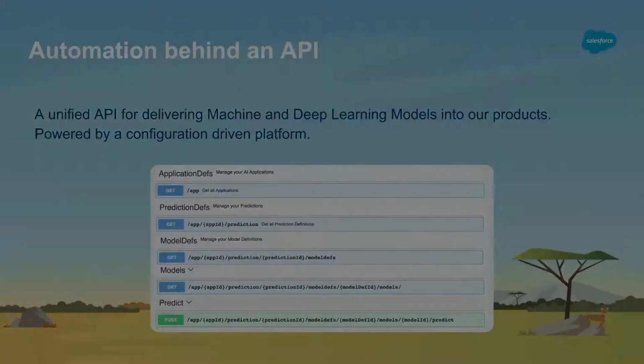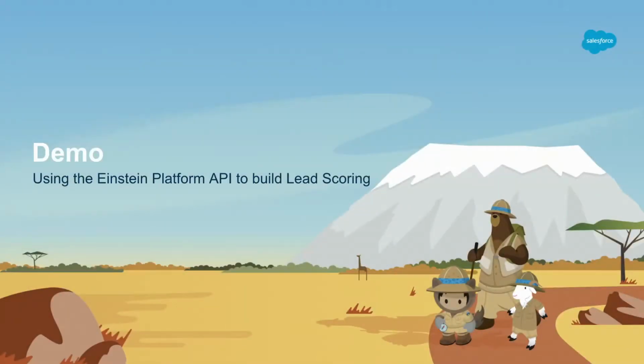I'm going to go ahead and do a quick demo. I'm going to use Postman. We have a GA product called lead scoring, so I'll show you in a demo way how we built lead scoring using this automation and API. I'm going to do it from a video because we're time constrained.